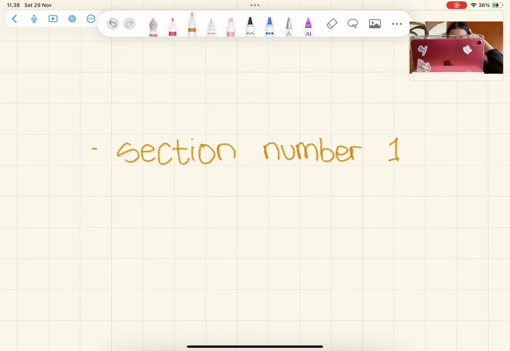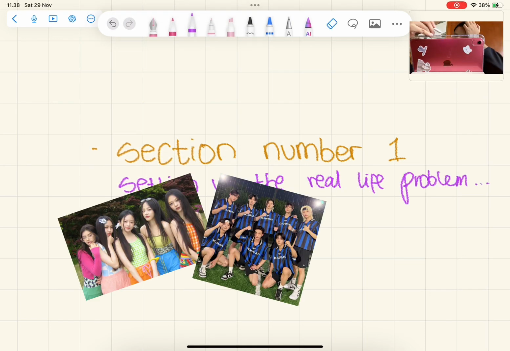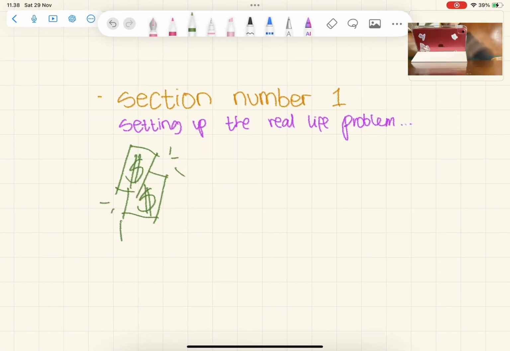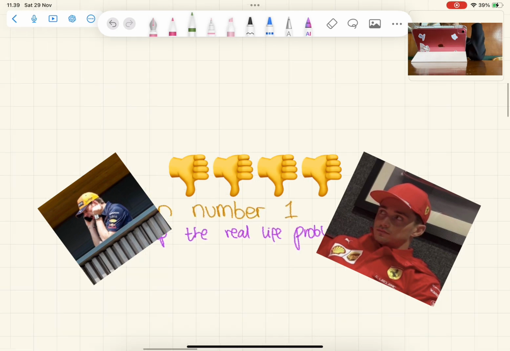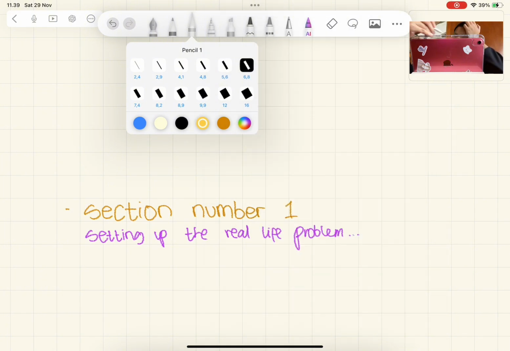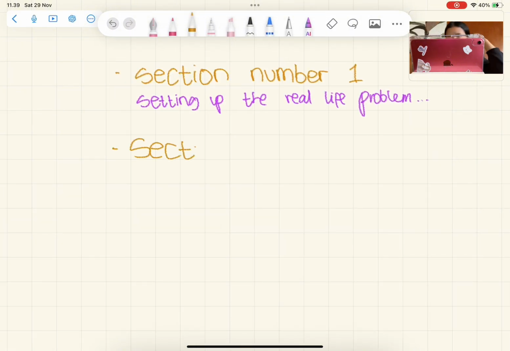Section number 1, or as I call it, setting up the real-life problems. Imagine you're a huge promoter for concerts as big as New Jeans, Stray Kids, and many more. As the promoter, you would want to make the most money possible from ticket sales. But here's the catch. If the ticket price is too high, people wouldn't buy. But if the ticket price is too low, sure, everyone buys, but then your revenue sucks. And so the big question is, at what price should we sell tickets to make the maximum revenue? That's where math, specifically derivatives, is actually useful.